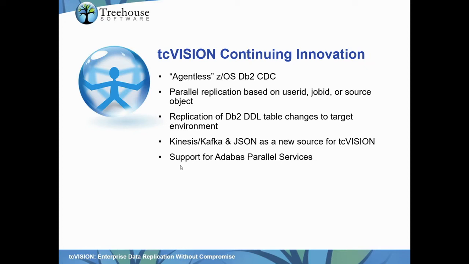A few things on here as well, support for AWS parallel services. It was a recent thing we did to help one of our customers out, where they have multiple nucleuses running in a database in a parallel type environment. So now tcVISION is able to support that. And then finally, the other one here, which is pretty key, is the ability of tcVISION to capture DDL changes from DB2 and push those to the target. And we're very happy about doing that.